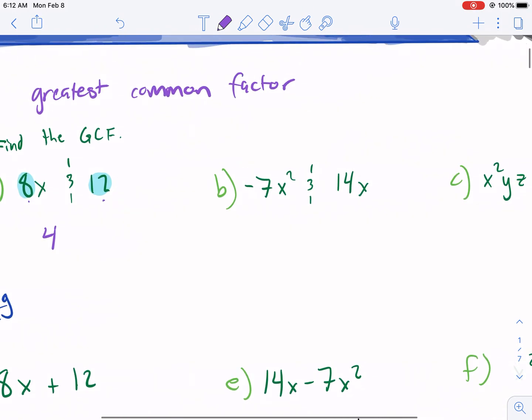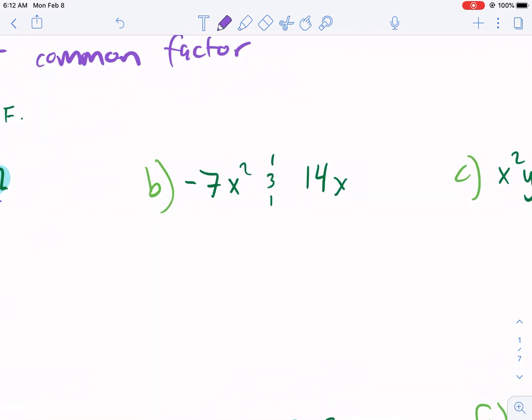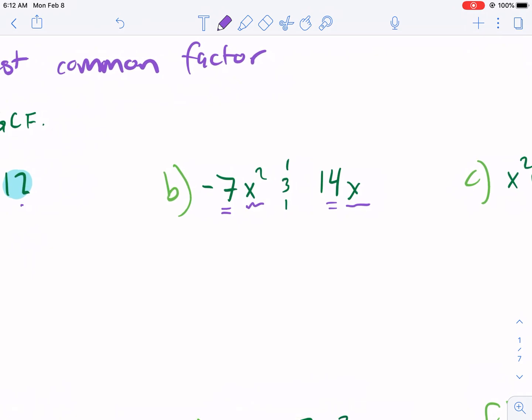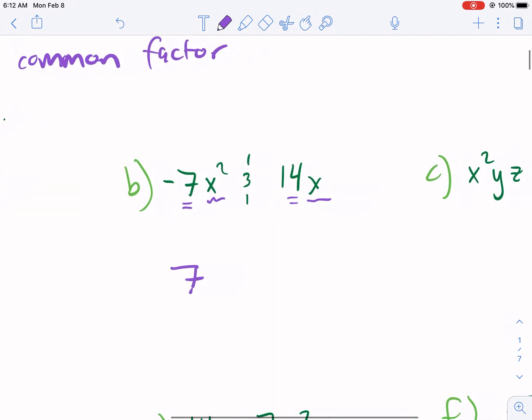Moving on to the next one. Now we see that we have not only coefficients in front, but we also have variables next to them as well. So we're going to have to find the greatest common factor between our coefficients and our variables. What's the greatest common factor between our coefficients? Well, we have -7 and 14. What do they have shared between them? That's the biggest factor of both: 7. So we can factor out a 7 from both of those numbers. 7 goes into -7 and 7 also goes into 14.